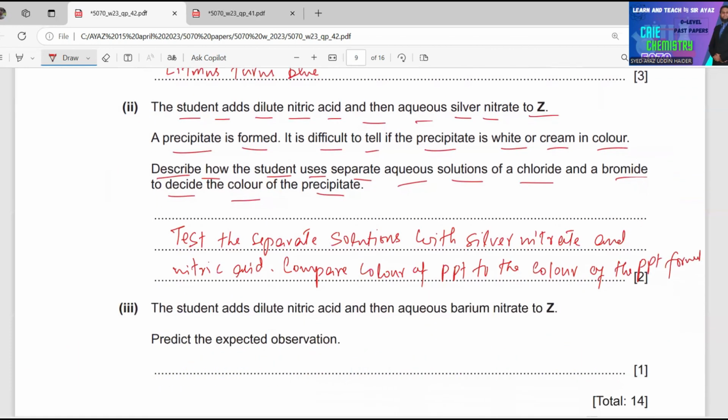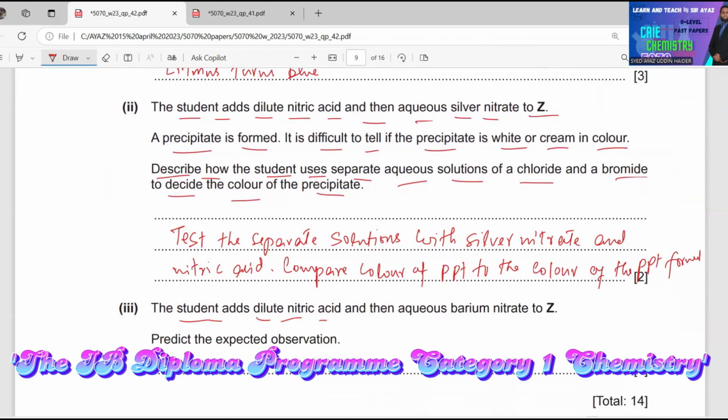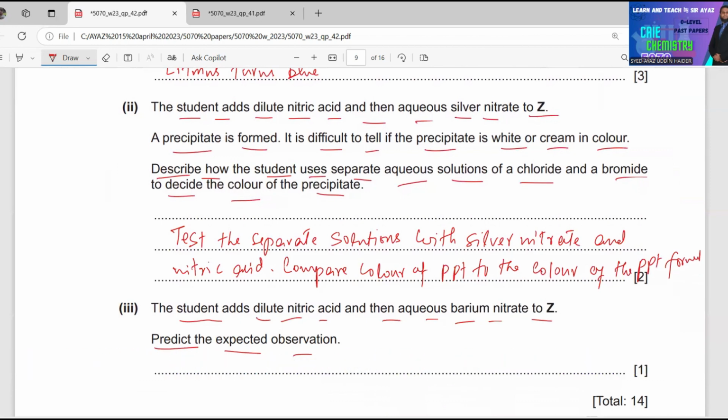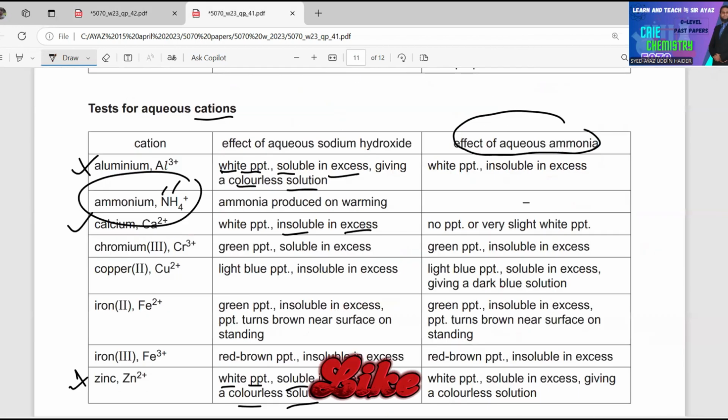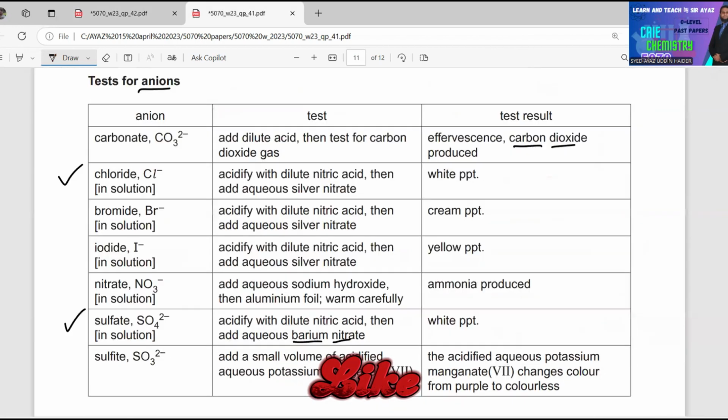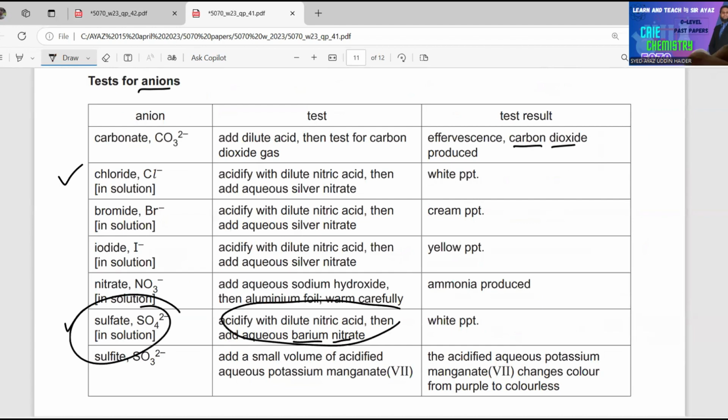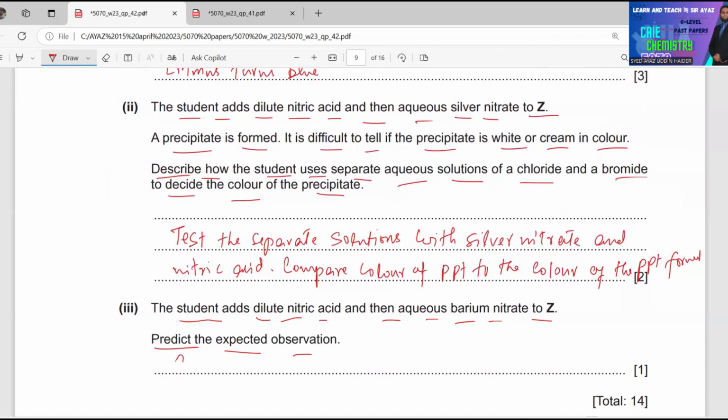Number 3, the student adds dilute nitric acid and then aqueous barium nitrate to Z. Predict the expected observation. Definitely it does not contain sulfate ion because this is a test for the sulfate ion. These are the tests for the anions in C here. It's a test for the sulfate ion, nitric acid and barium nitrate. So it's absent here. So you write colorless solution.